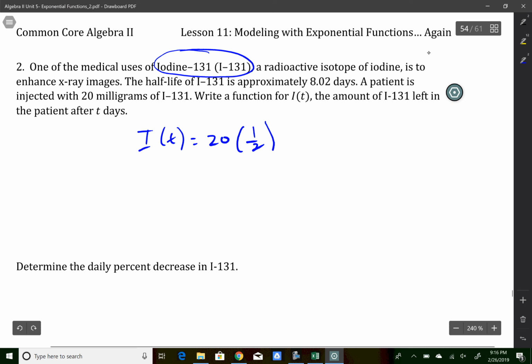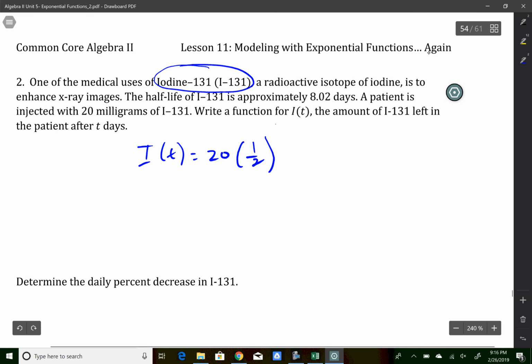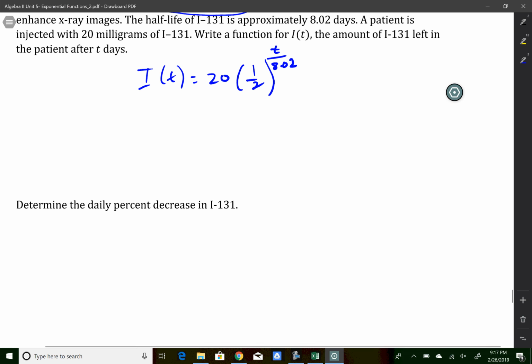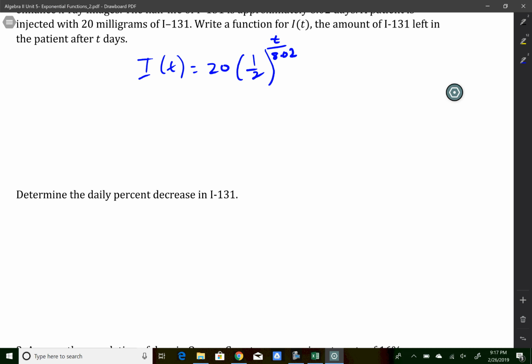It's a half-life, so the base is a half. And it says that every 8.2 days, this is going to decrease by half. So that's my number in the base of the exponent's fraction, or the denominator of the exponent's fraction. So then it says determine the daily percent decrease.